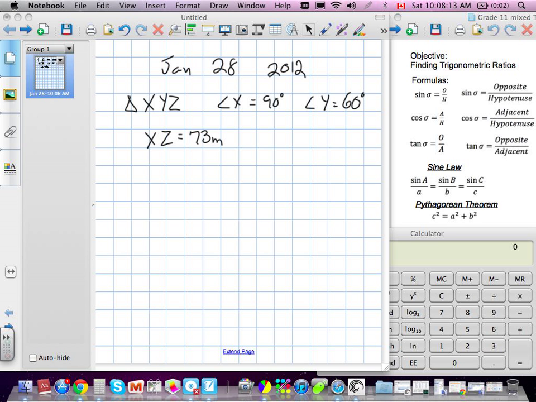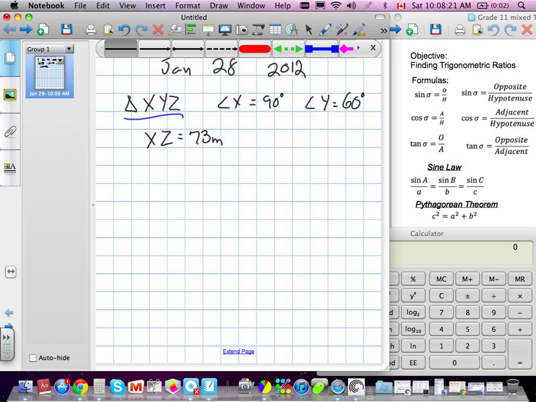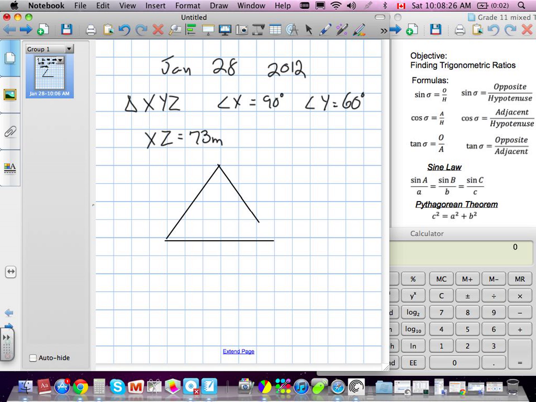Okay, so we're looking at a specific triangle x, y, z, right? And we're going to have to set this up. So we're going to quickly put together a triangle here. Now it's not going to be perfectly to scale. We're just going to draw it out and put our sides on it. Okay. We're going to name it.